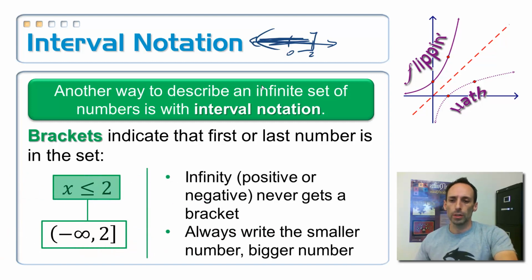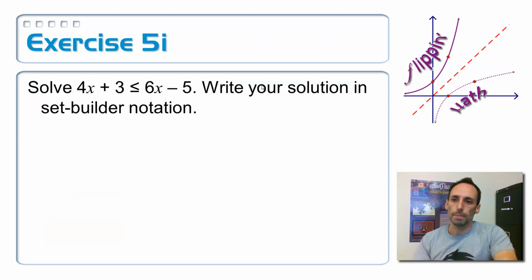Okay, and then the same 2 reminders. Infinity, no matter what kind it is, positive or negative, never gets brackets. It always gets parentheses, and you always go smaller number, comma, bigger number.